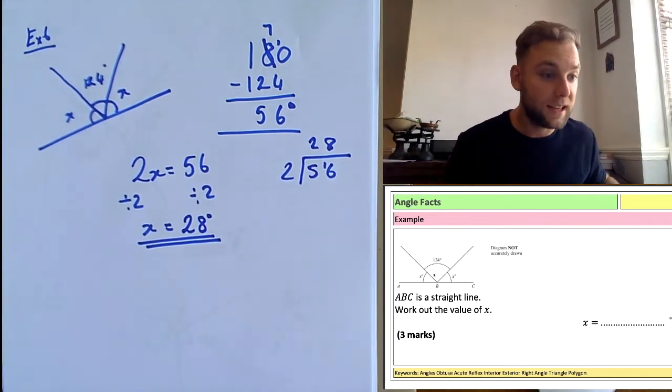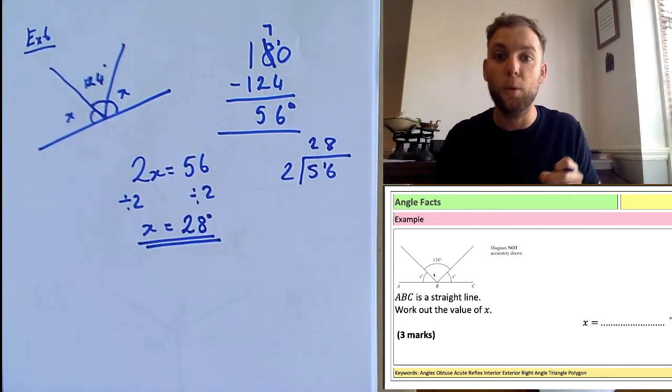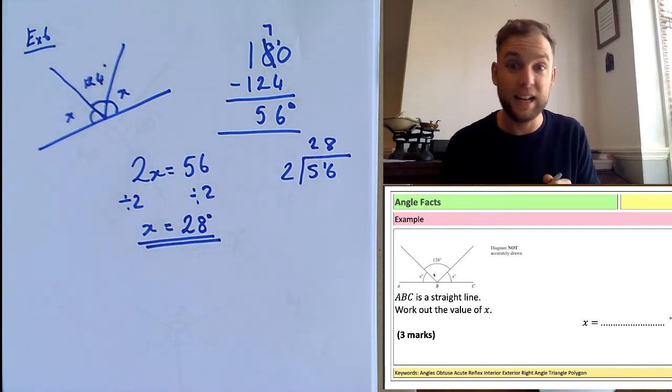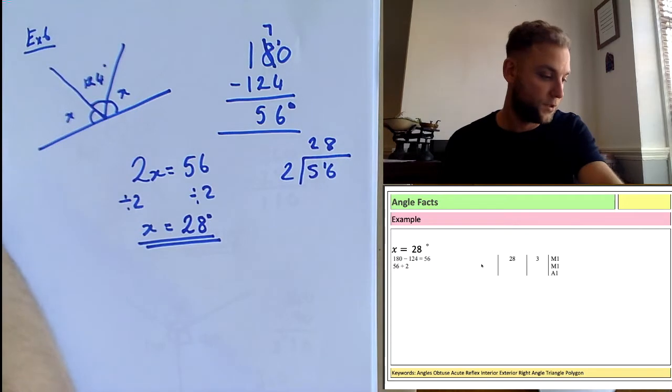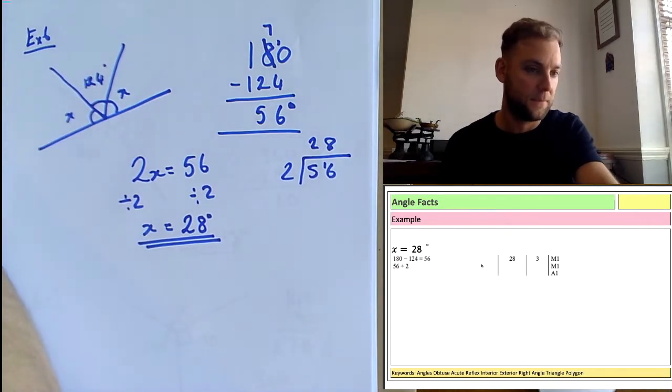Notice that it says 3 marks on this. That means that's come up in a past paper before. So this is literally just taken from a past paper question. All right, so 28 degrees, brilliant. And there's the mark scheme.